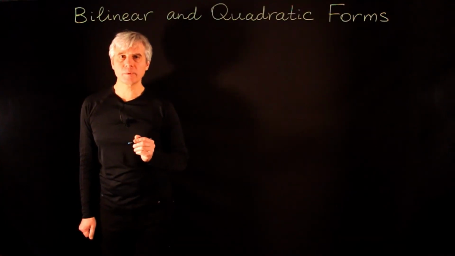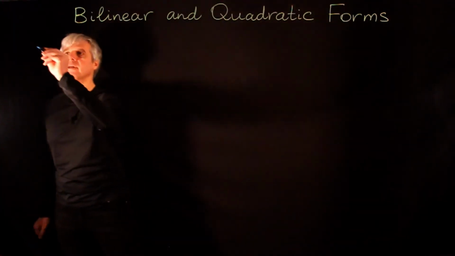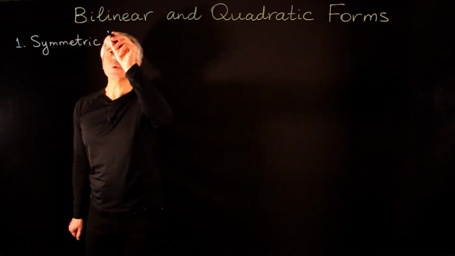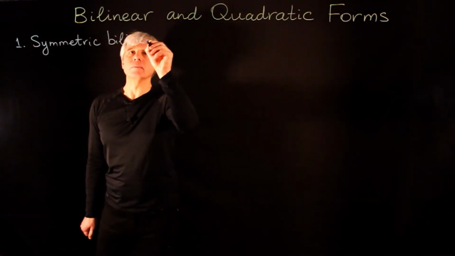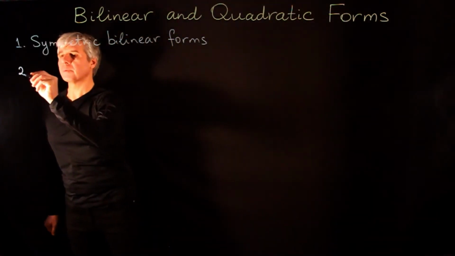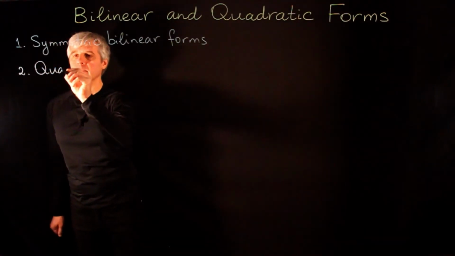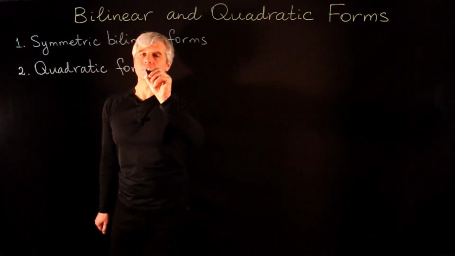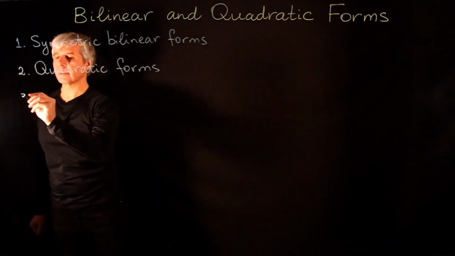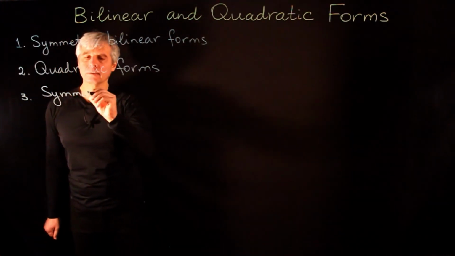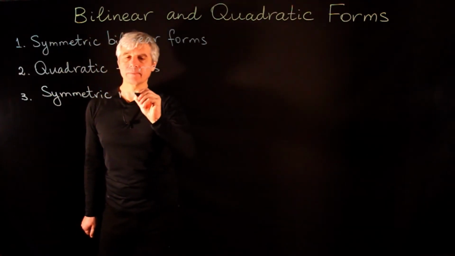In this lecture, we will be studying the following three notions. First, we will talk about symmetric bilinear forms. Secondly, we will discuss quadratic forms. And the third notion that we will be discussing is symmetric matrices.